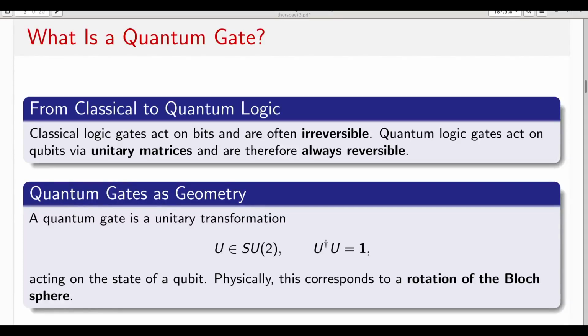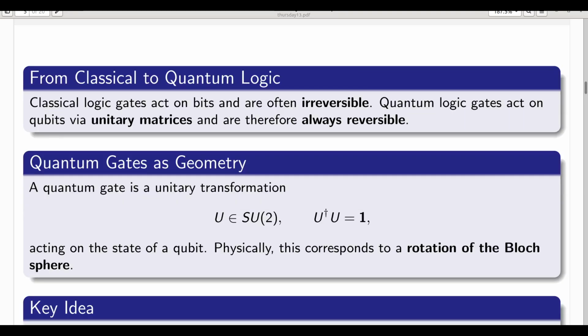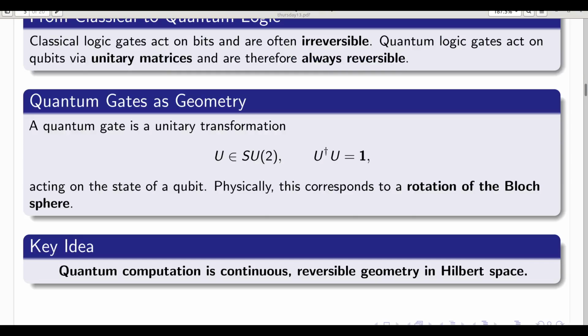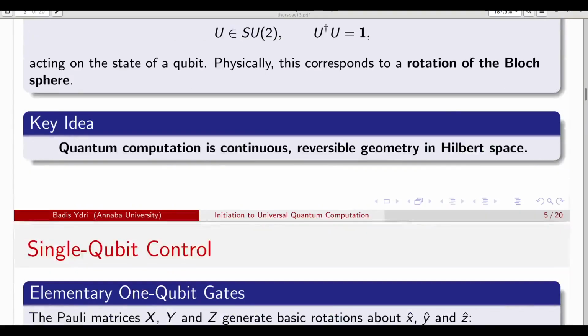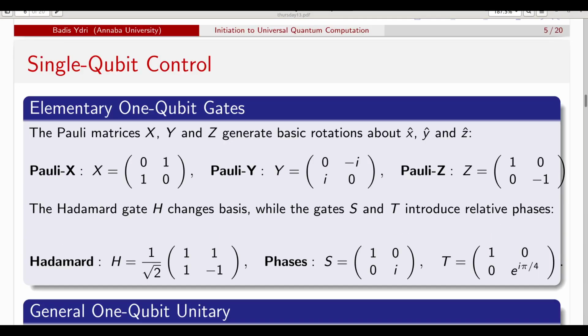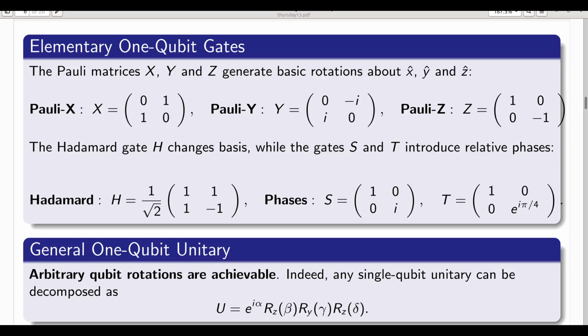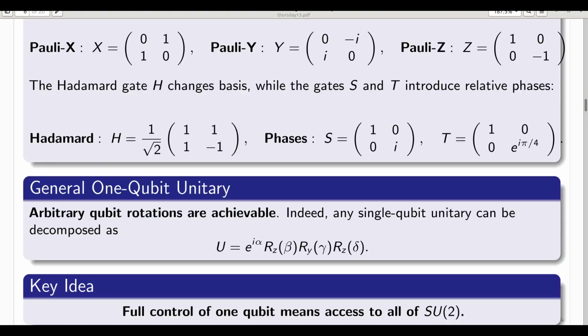Classical logic gates act on bits and are often irreversible. Quantum gates act on qubits through unitary transformations, so they are always reversible. Physically, a quantum gate is a rotation of the Bloch sphere. Pauli X acts as the quantum NOT gate, while Pauli Y and Z generate other basic rotations. Phase gates add relative phases, and the Hadamard gate is special because it changes basis from computational to diagonal. Together, they allow full control of a qubit, giving access to all of SU(2).